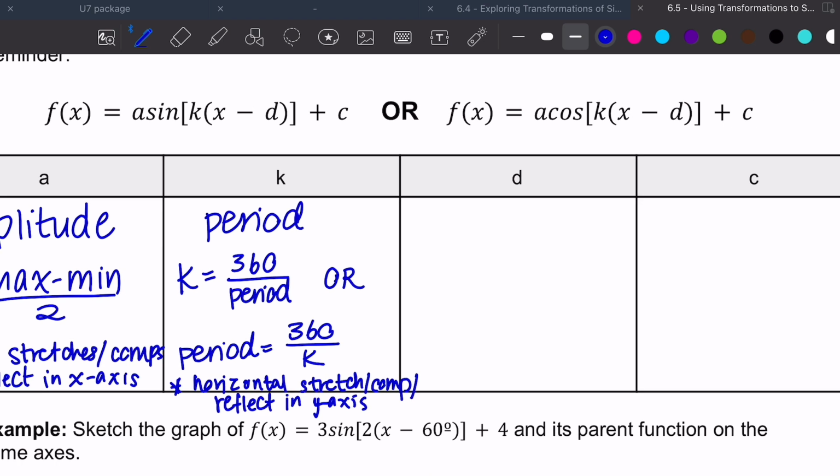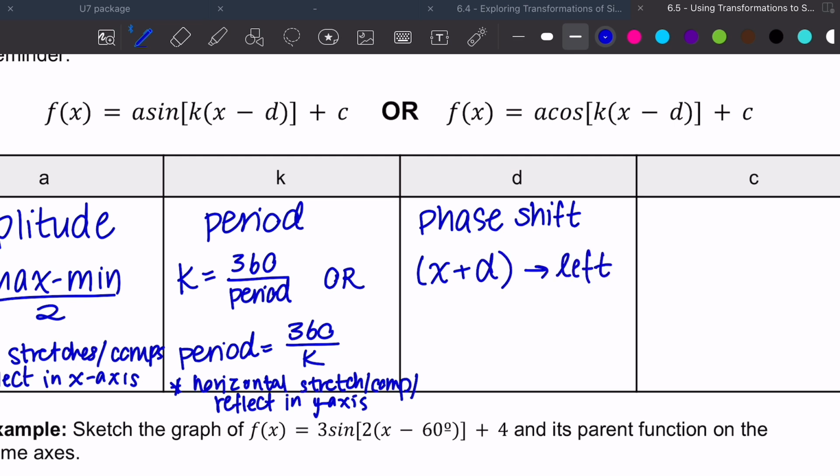Moving on through, D was same old. It was now called a phase shift, but it's always been in charge of shifting, specifically left and right. And we said that if it was x plus d, then we would be moving left, and d is actually in the negatives. And then x minus d would mean that you're moving right, and that d would actually be in the positives. That has always stayed the same. So your horizontal shift has always been associated with D.